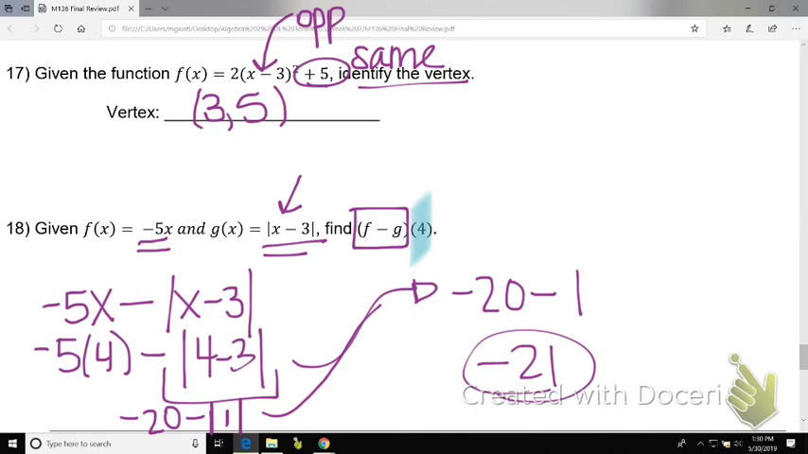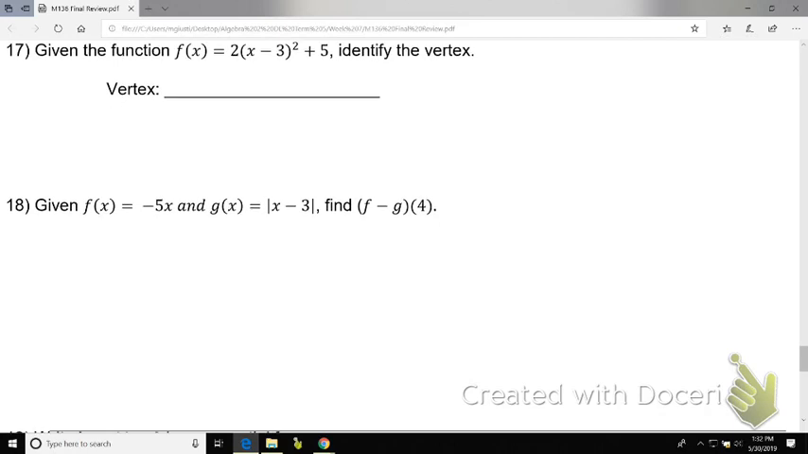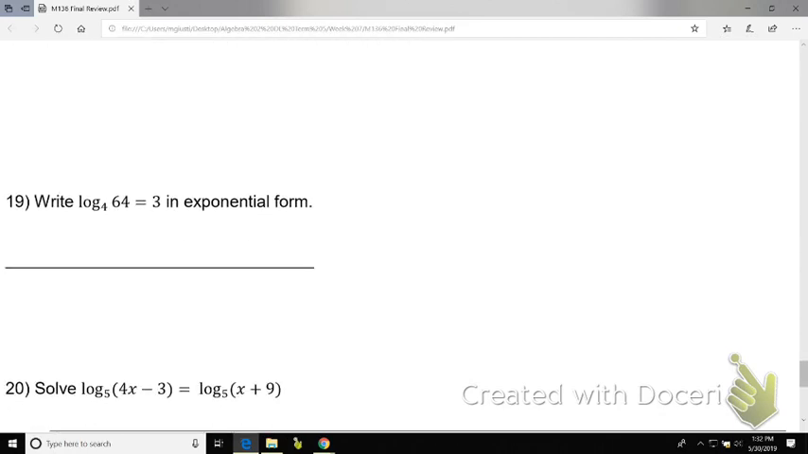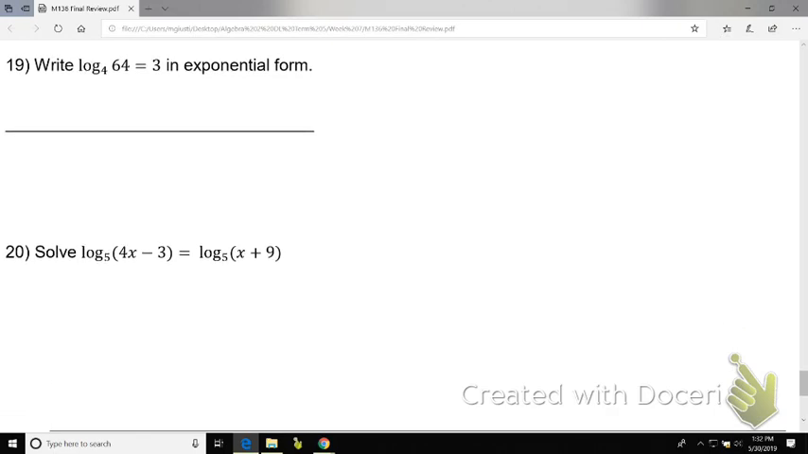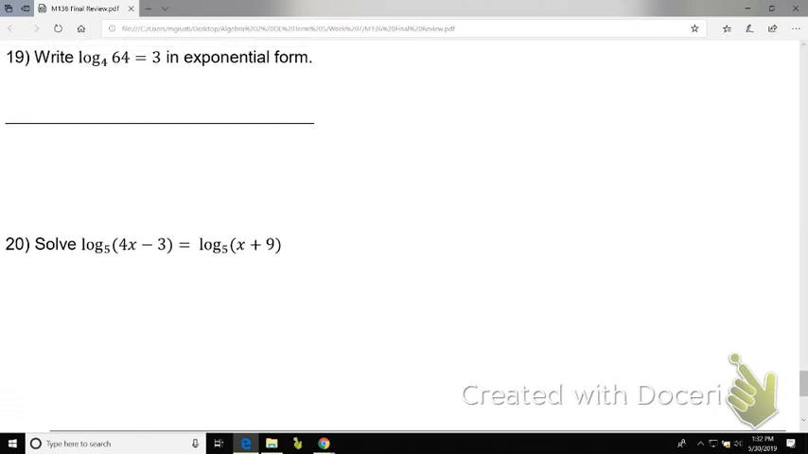19 is going from log form to exponential form. So all you have to do on 19, which there was one of these on your final yesterday, is identify the base, identify the exponent, and just write it as a base raised to an exponent. So which one's my base? The 4, and the exponent equals 64. Real simple problem. 4 to the 3rd equals 64.